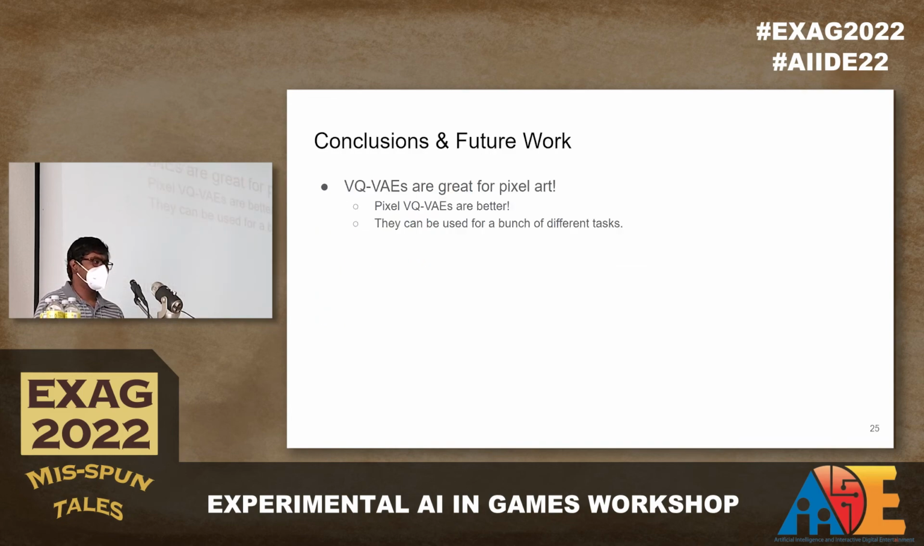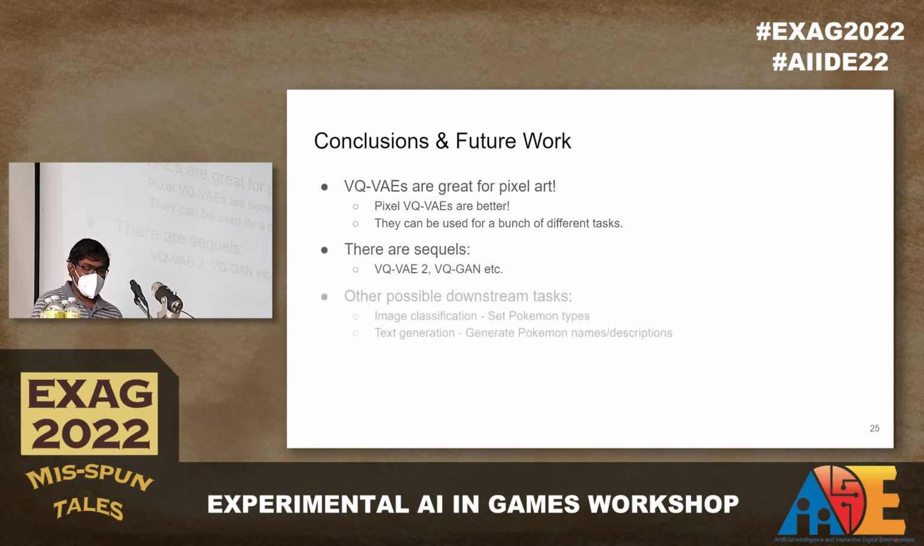So in conclusion, VQ-VAEs are great for pixel art. Pixel VQ-VAEs are a bit better, and they can be used for a couple of different tasks. There are also some sequels to the VQ-VAE, the VQ-VAE2 and the VQ-GAN. And there are other downstream tasks that we could use this on, such as image classification or text generation. In the context of Pokemon, this could be stuff like setting Pokemon types or generating Pokemon names and descriptions.